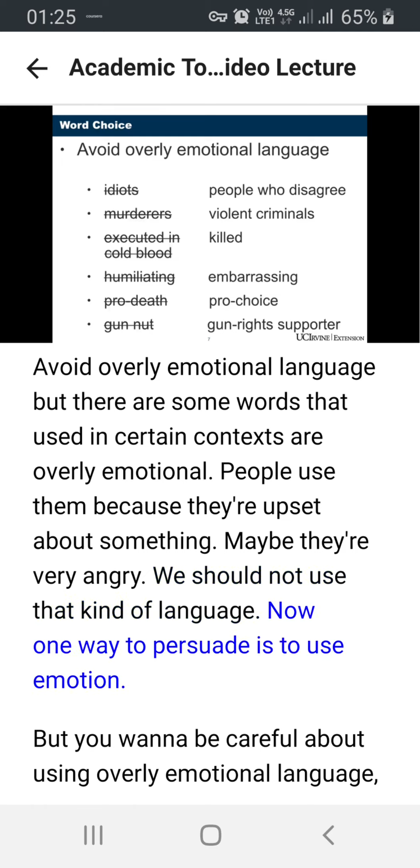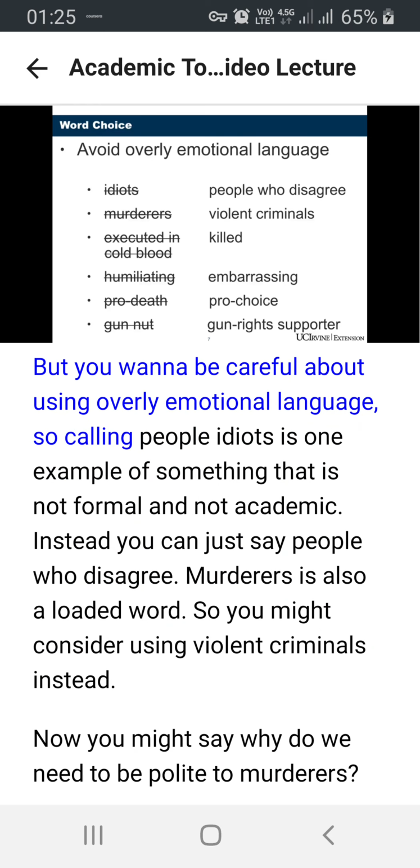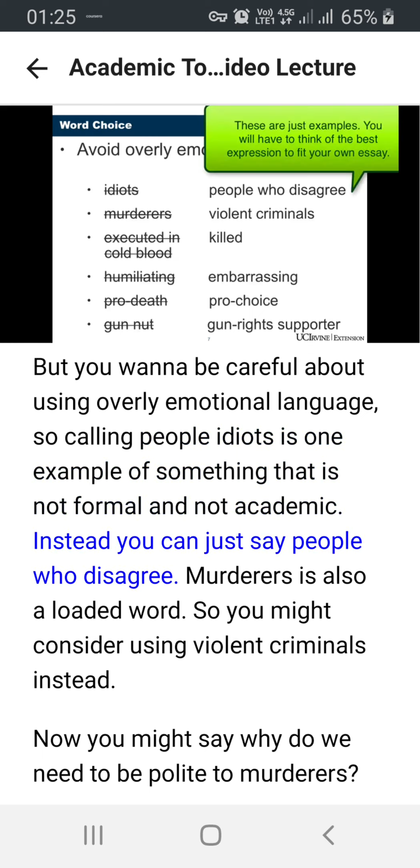Now, one way to persuade is to use emotion, but you want to be careful about using overly emotional language. So calling people idiots is one example of something that is not formal and not academic. Instead, you can just say people who disagree.